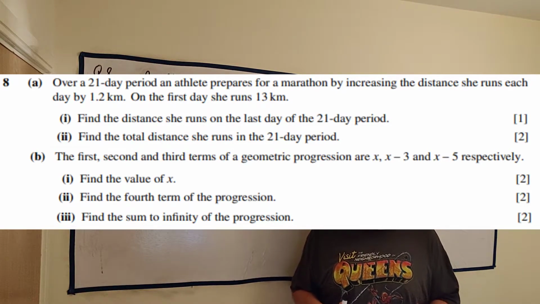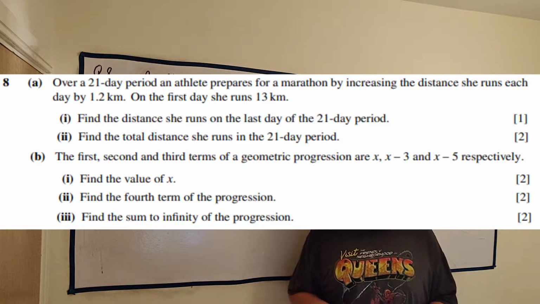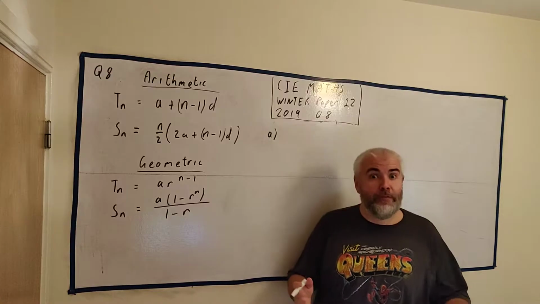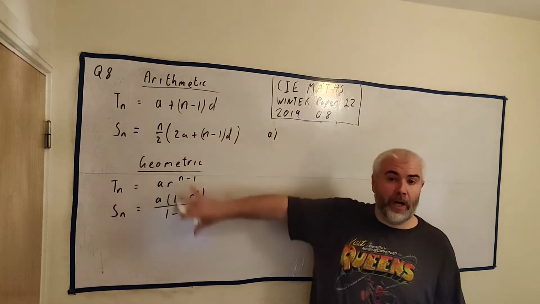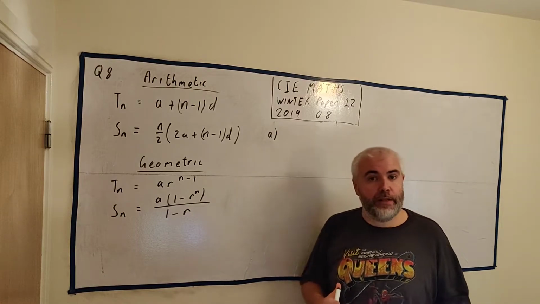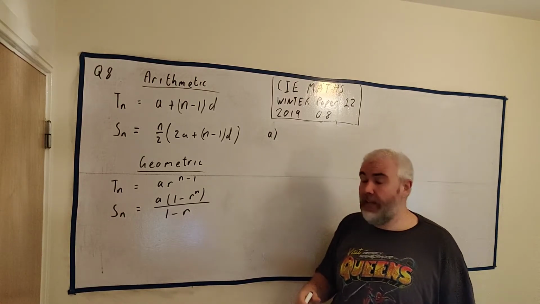They're both sequence and series. The top one is going to be an arithmetic sequence and series, and the bottom one's going to be about a geometric sequence and series. Before we jump into the question, let me just remind you of the formulas involved around arithmetic and geometric sequence and series. You will be given these in the Cambridge system.